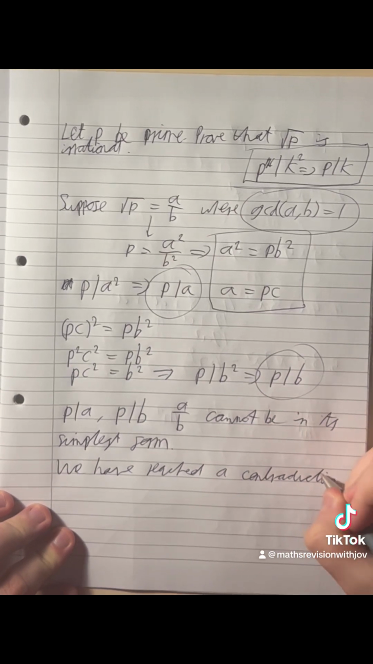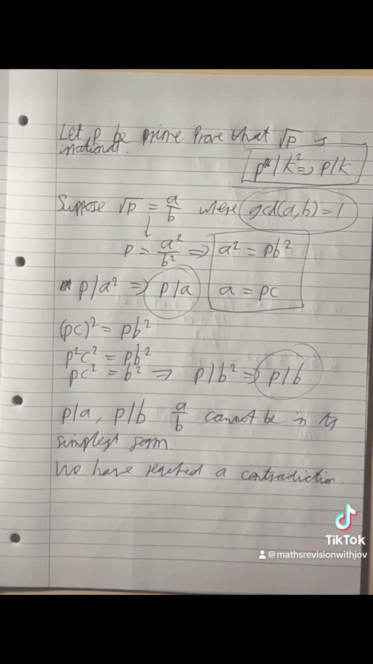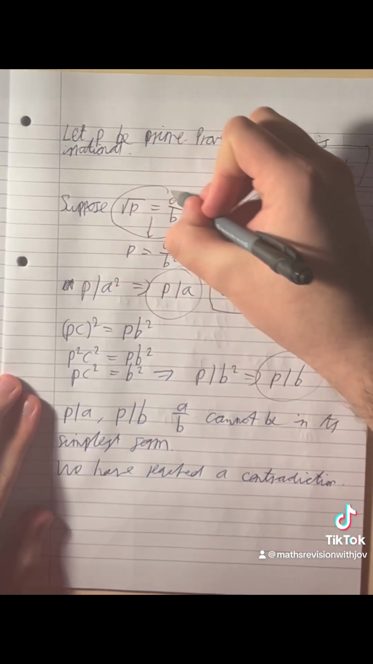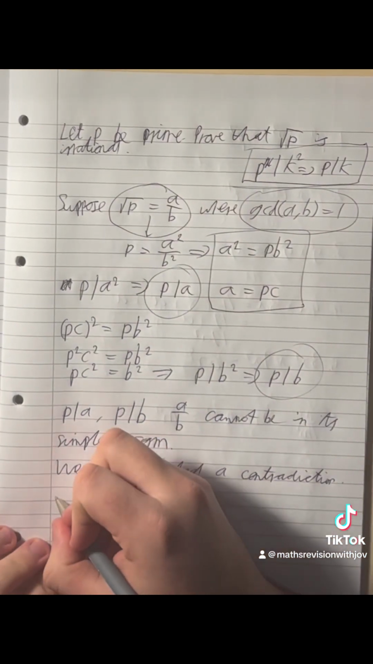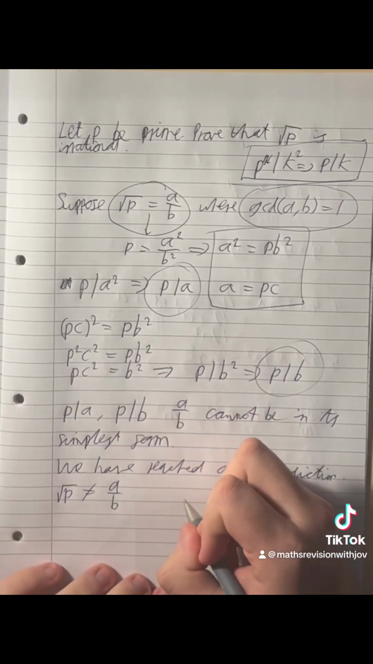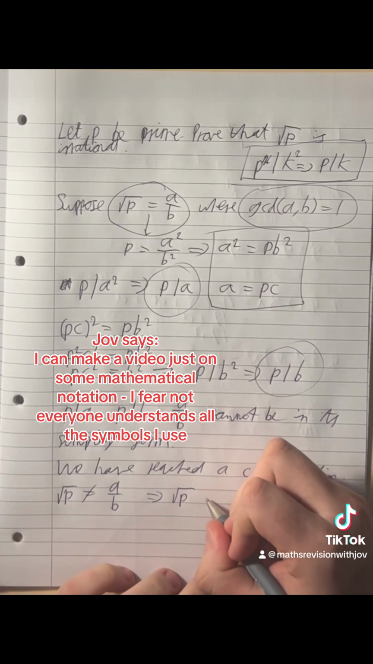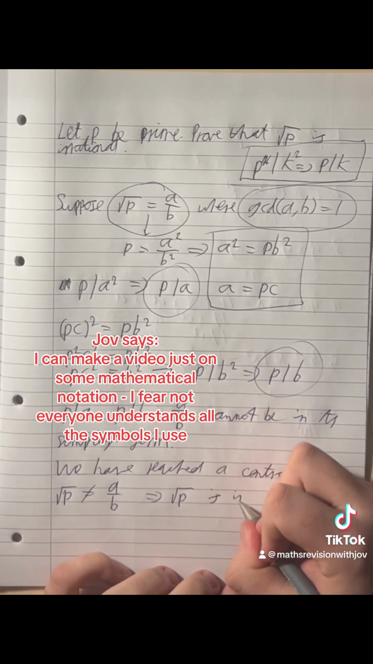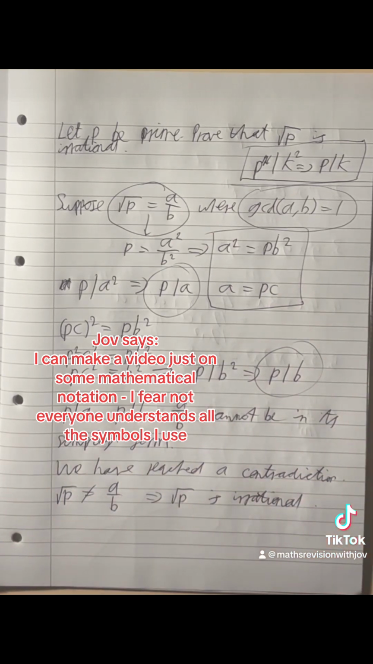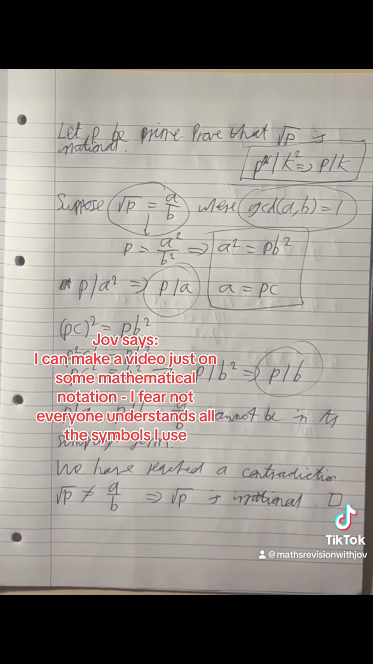And when we reach a contradiction, that means that our initial assumption was false, which our initial assumption was this. This must be false, so the square root of p is not equal to some rational number, which means that the square root of p is irrational. Great. And that is the end of our proof. So I'll get to draw my little square that means the proof is finished. And yeah, that's it.